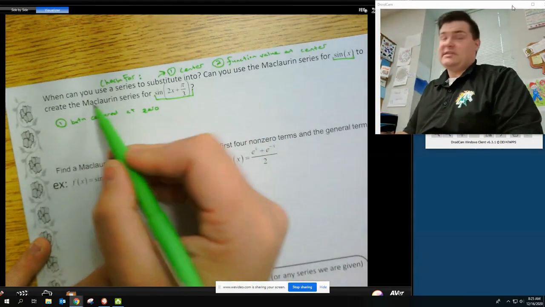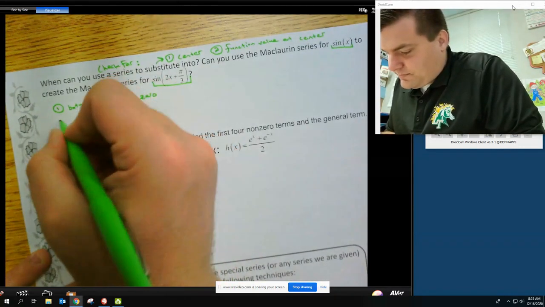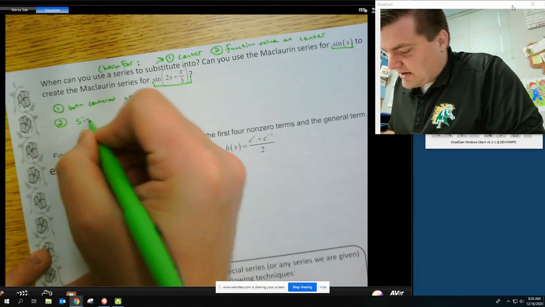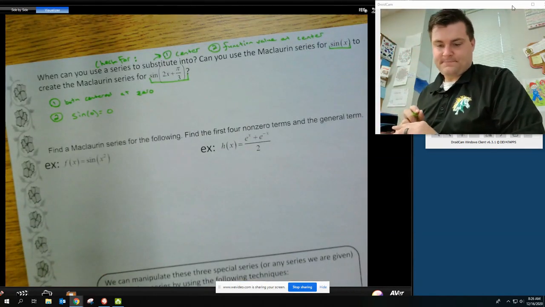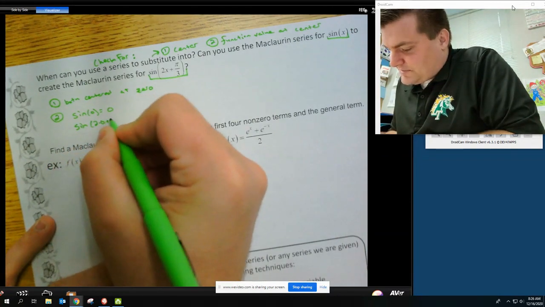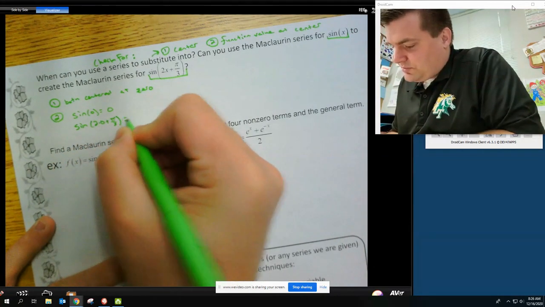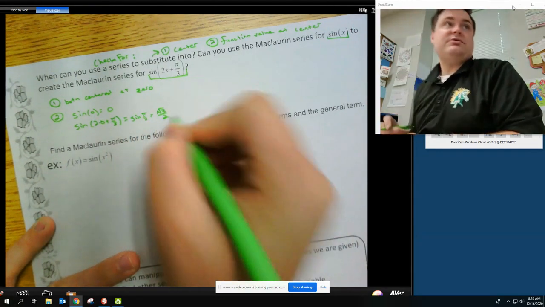Why? Because this one says it's a Maclaurin series, which means we're centered at 0. So they're both centered at 0. And then I need to find sine of 0, which is 0. And then sine of 2 times 0 plus pi over 3, which equals sine of pi over 3, which is root 3 over 2.